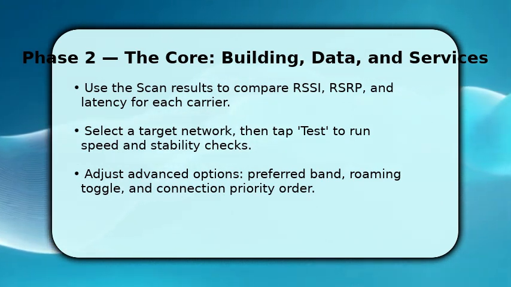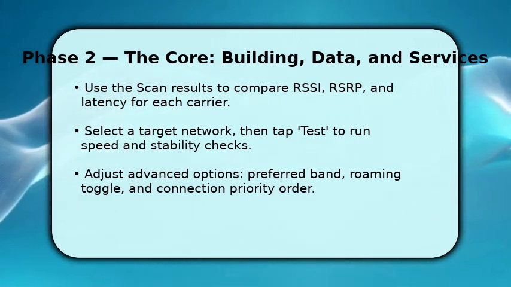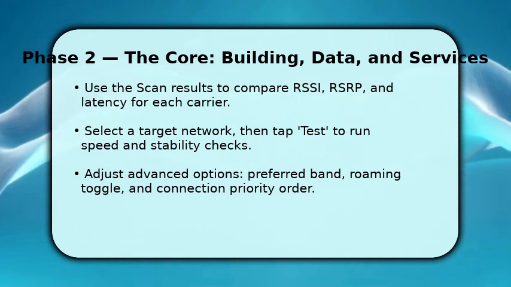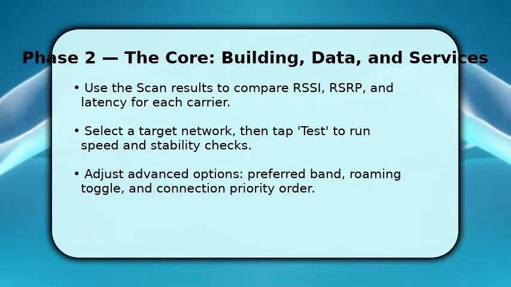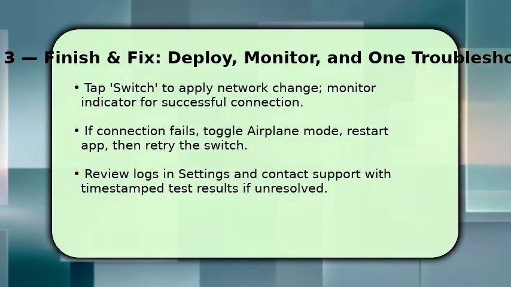If performance is acceptable, make sure to adjust advanced options, set a preferred band, toggle roaming if needed, and reorder connection priority. Because these settings determine how you complete the process by tapping switch to apply the selected network. Watch the status indicator until it confirms a successful connection and validate by browsing.